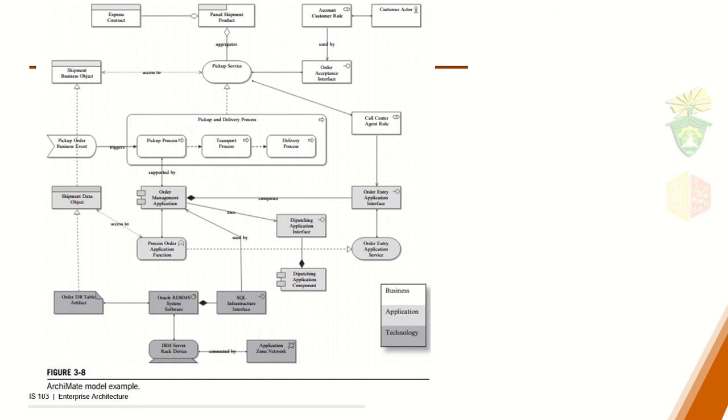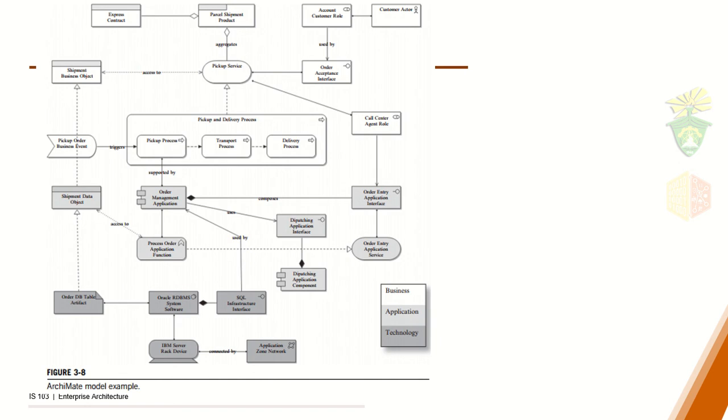So first, we learn from the business layer that the pick up and delivery process consists of three sub-processes. We have the pick up, transport, and delivery processes. Furthermore, the process implements the pickup service, a business service offered to customers as a part of the parcel shipment product governed by an express contract.